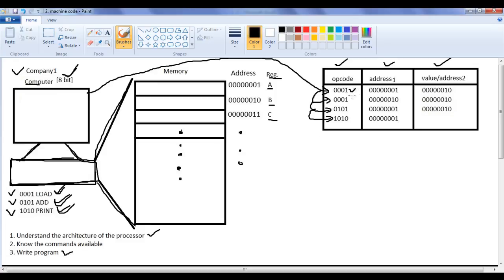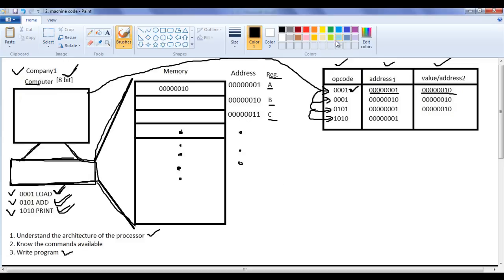What does 0001 indicate with respect to this computer? 0001 indicates the load operation. Okay, we are telling the computer to load at the address we have written here, at this address. Now this address indicates the A register. At this address put this value. So what does the computer do? It takes that value and puts it in the specific address that we mentioned.